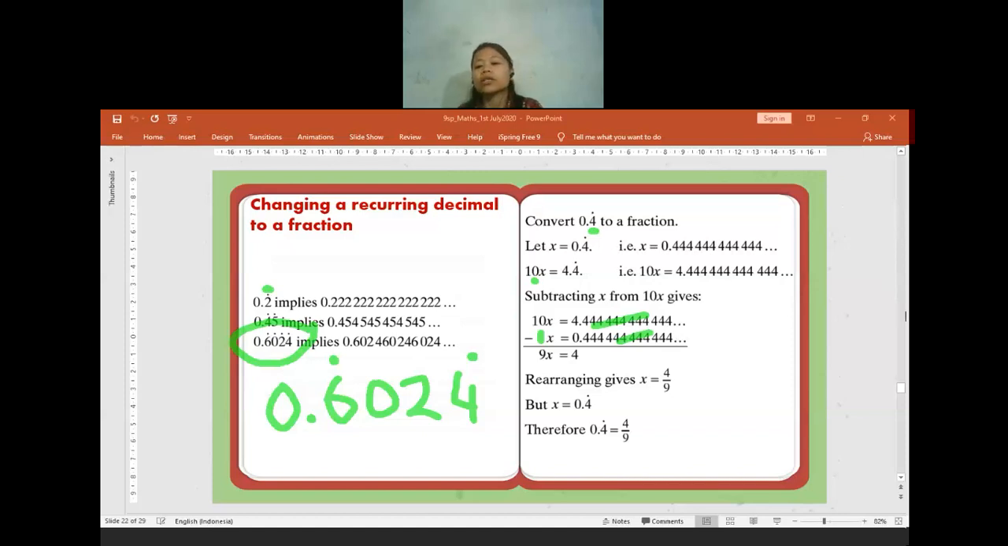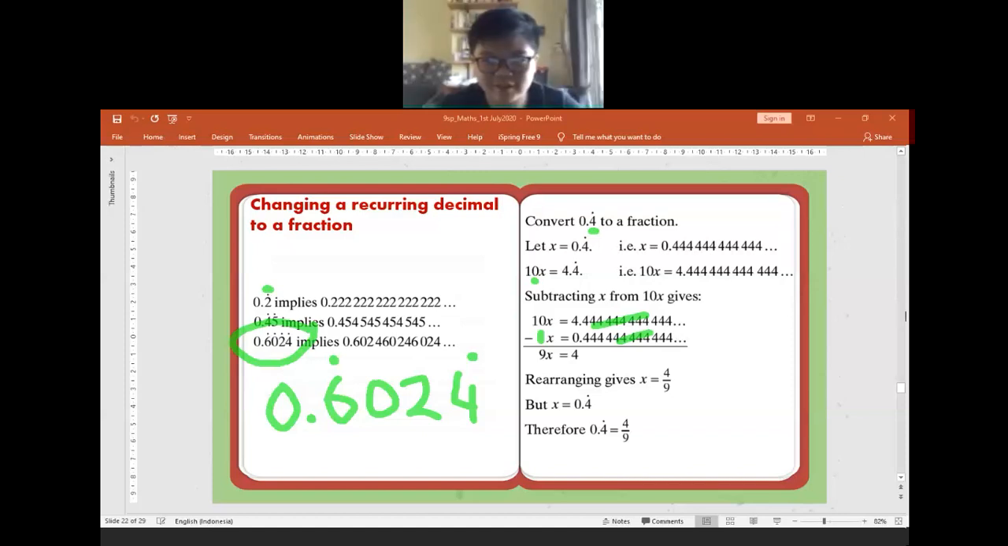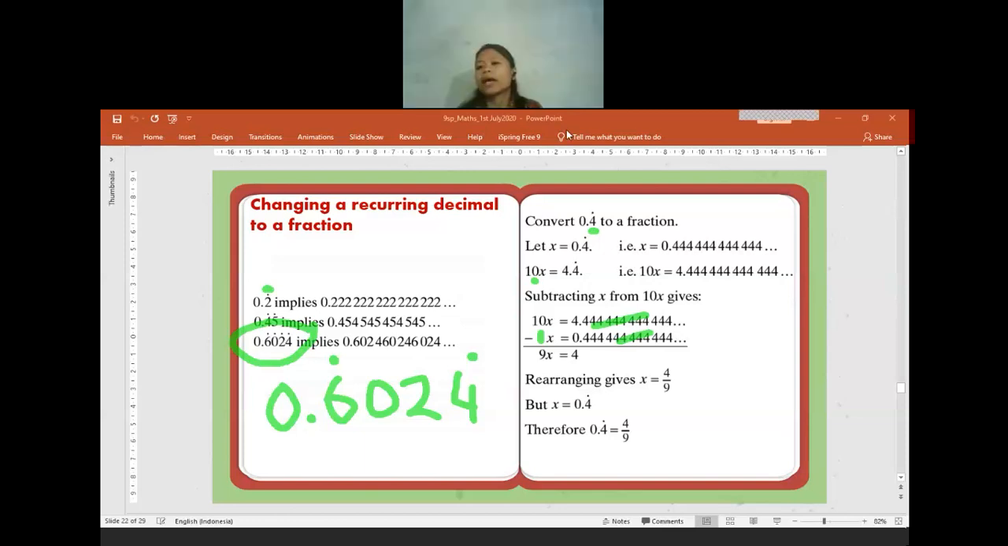Teacher, do we have to multiply it by 10, or multiply it by how many? It's not always multiplied by 10. It depends on how many digits are repeating. Because this is only 0.4, one digit, right, that is repeating. So it means 1 and 1 zero. So I need to multiply it by 10.